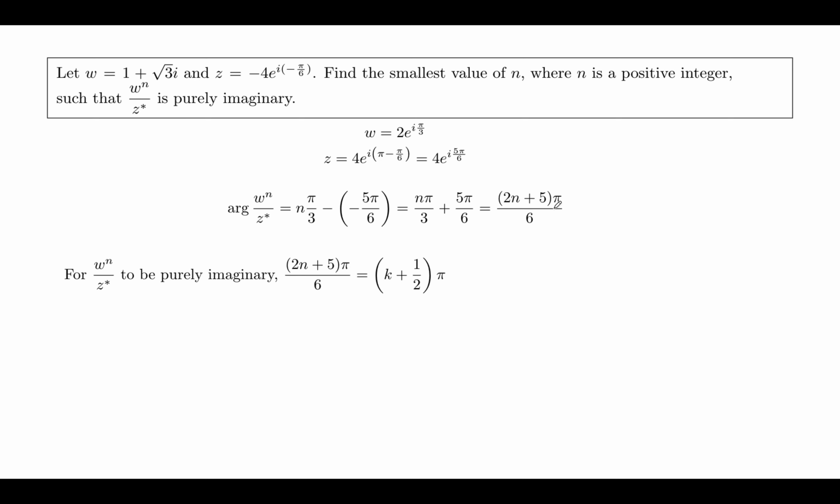And we know that for the complex number to be purely imaginary, this (2n plus 5)/6 times pi must be equal to (k plus half) times pi. So if we do some simplifications, we'll find that the smallest n, where n is a positive integer, is equal to 2, because the condition boils down to n plus 1 being a multiple of 3. So 2 plus 1, the n is 2, is definitely the first positive integer that satisfies this condition.